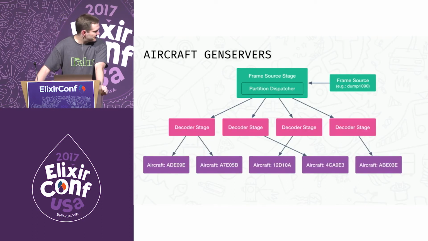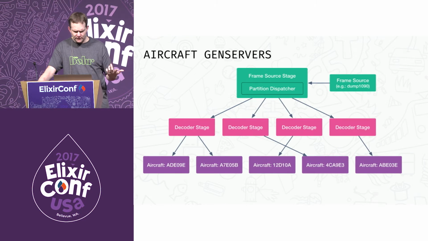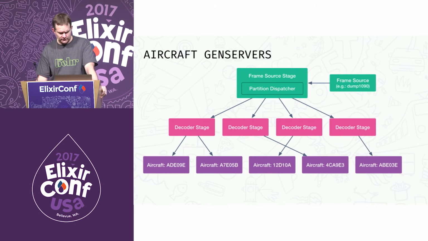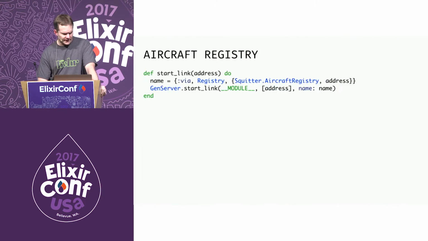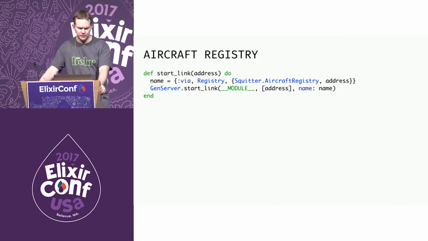And then finally, the aircraft processes themselves, these aren't GenStages. These are actually just GenServers. They're basically for each particular aircraft. When the message is delivered, if the process doesn't exist, it gets created before that message is dispatched to it. And I use a unique registry to track these. And I use it with the via tuple. Whenever it starts up, it just basically provides its address to this custom aircraft registry.